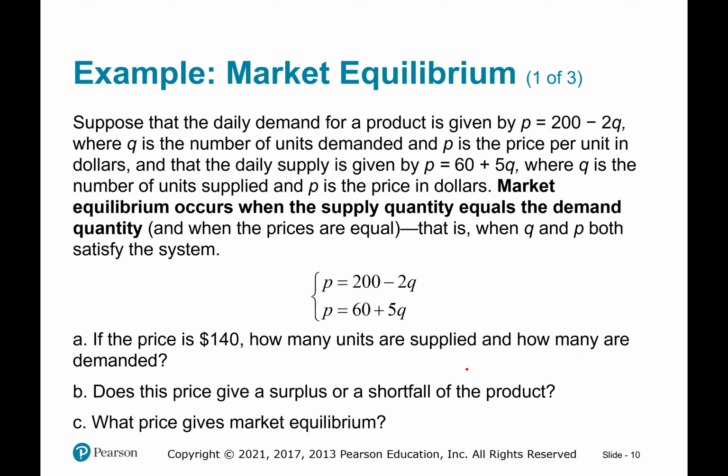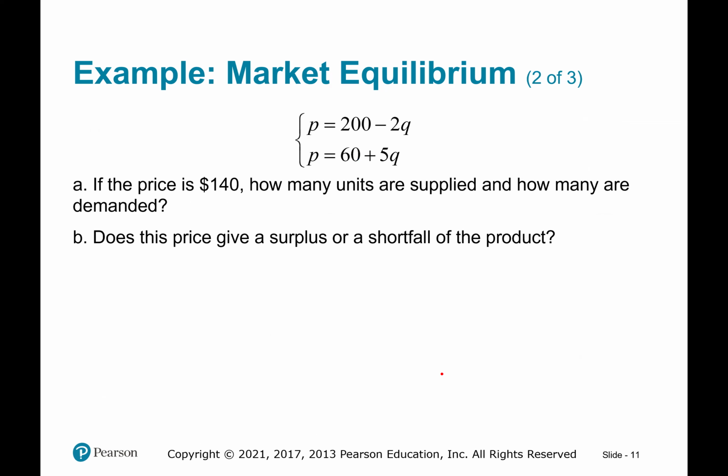Market equilibrium occurs when the supply quantity equals the demand quantity. That's what you want. And when the prices are equal, that is, when Q and P both satisfy this system. If the price is $140, how many units are supplied and how many units are demanded? That's a simple substitution. Does this price give a surplus or shortfall of the product? What price gives market equilibrium? Okay. So the first question, part A, you simply want to find what's the supply and what's the demand if the price is $140. So my price is 140.